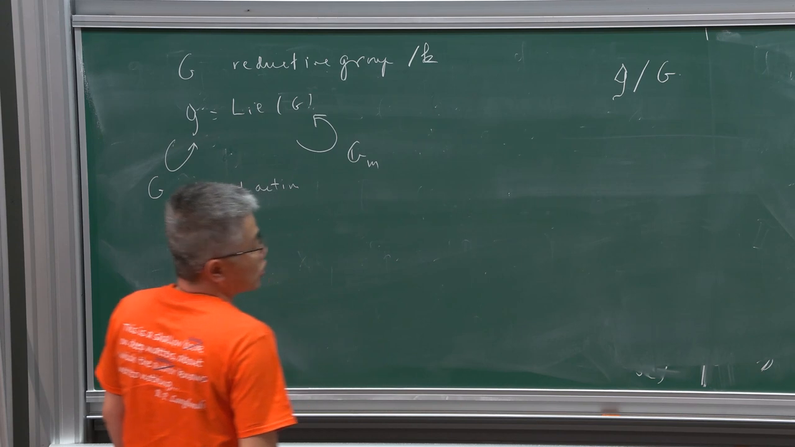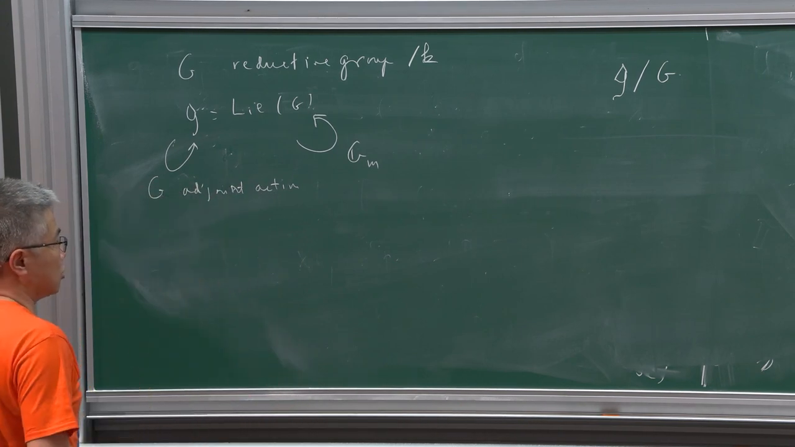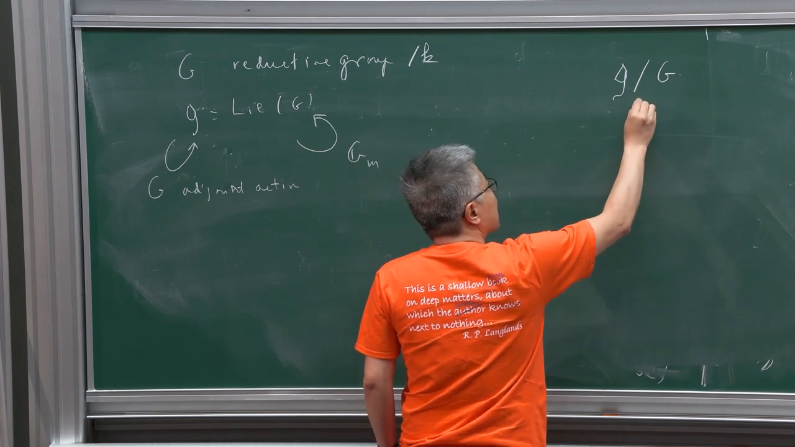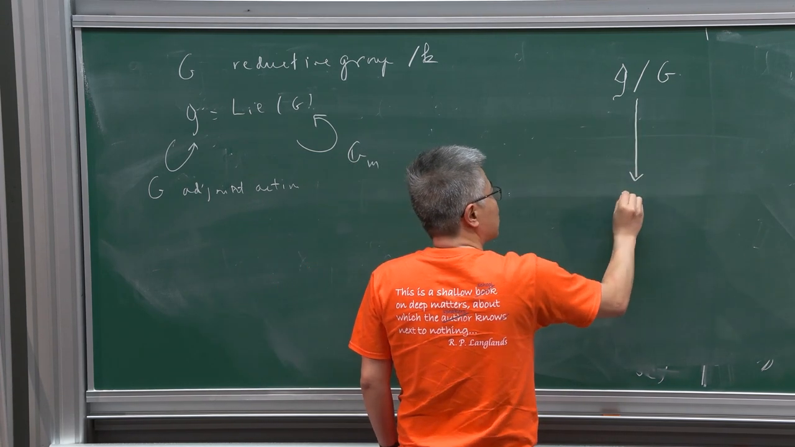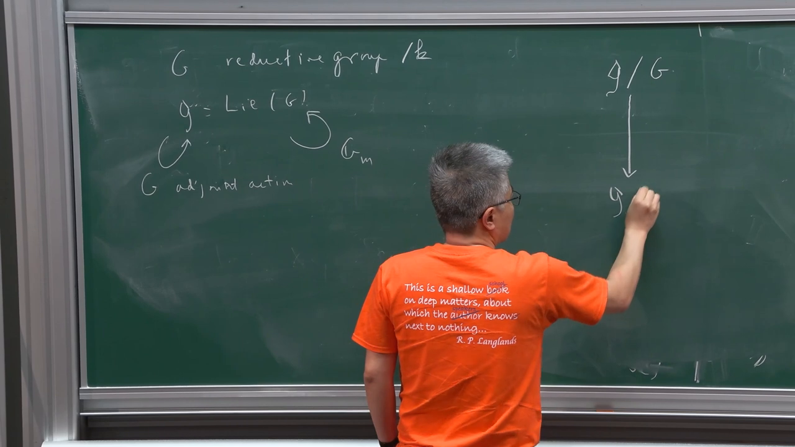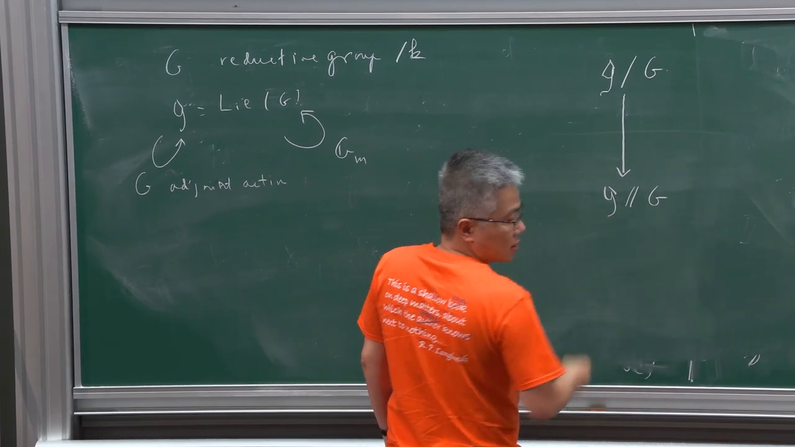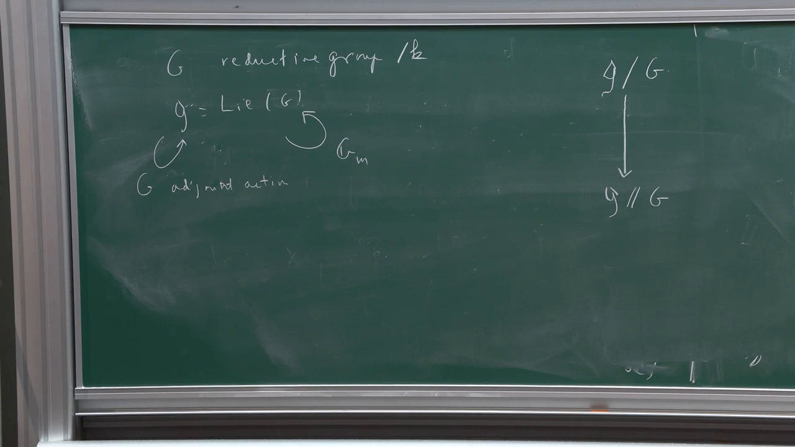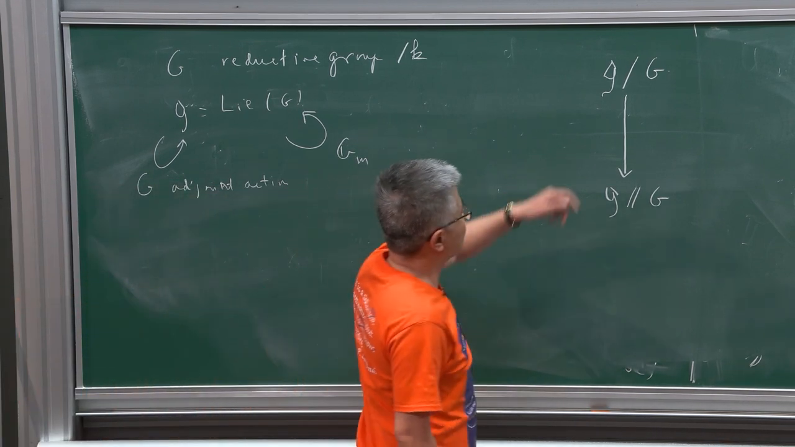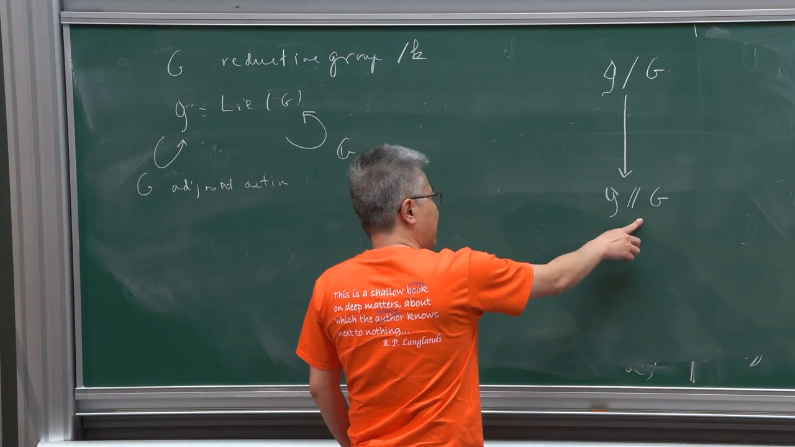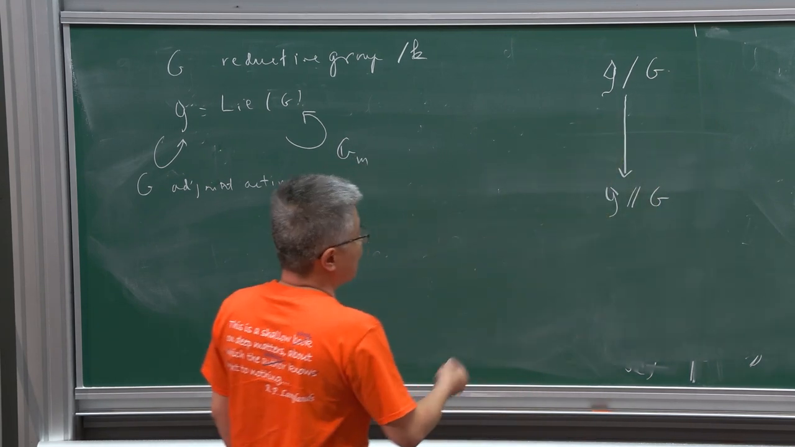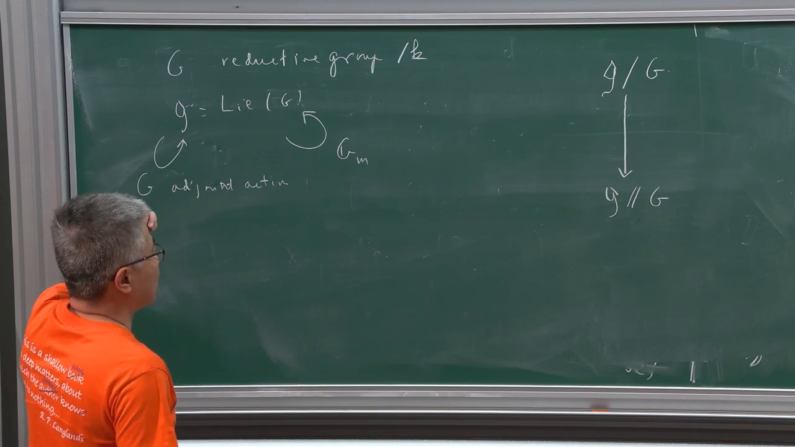And we form the quotient stack of the Lie algebra by G by adjoint action, and this algebraic stack maps into the invariant quotient. The invariant quotient is just the ring of G-invariant functions on the Lie algebra. So this is an algebraic variety of finite type, and this is an algebraic stack of finite type.